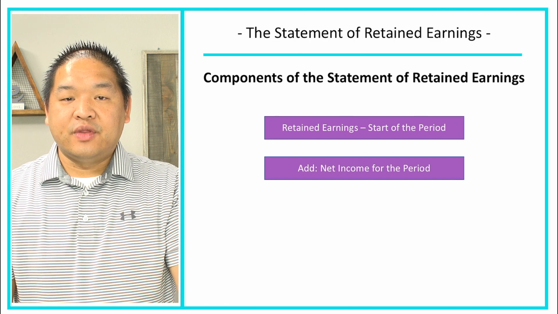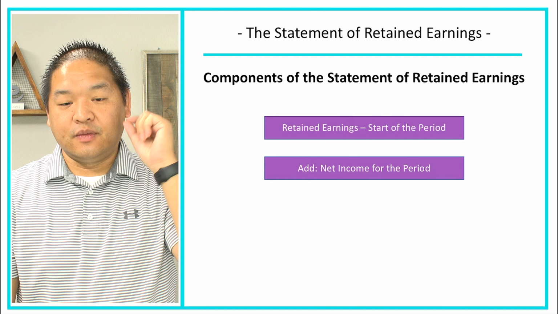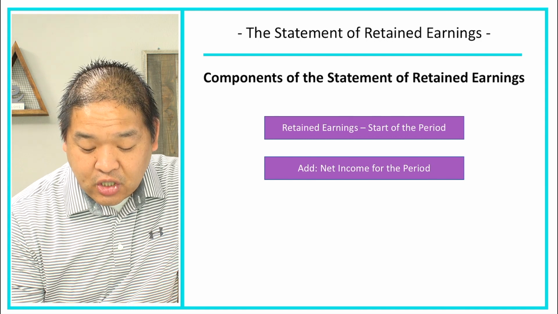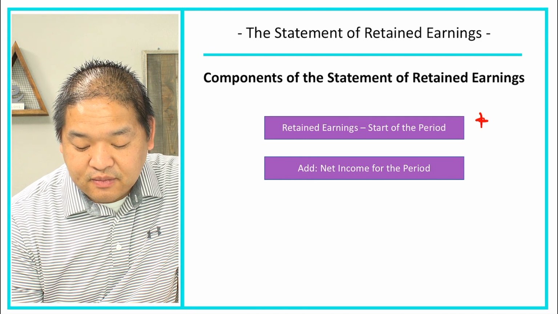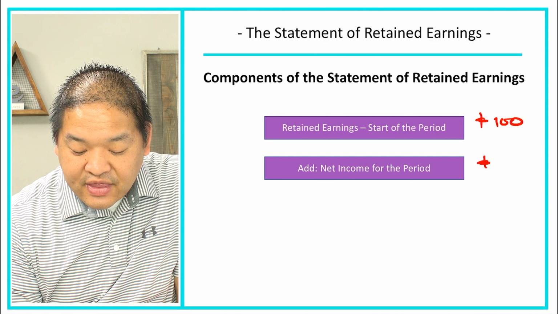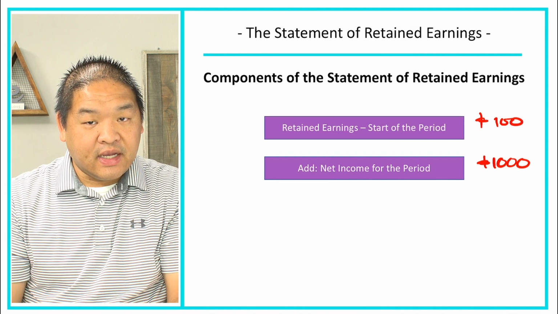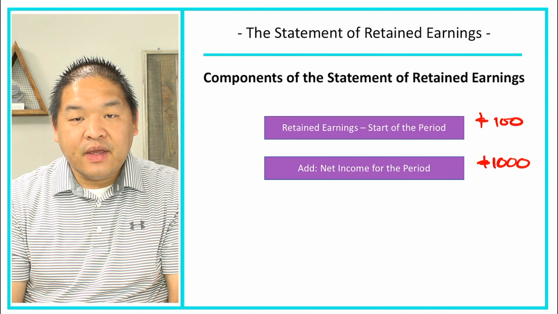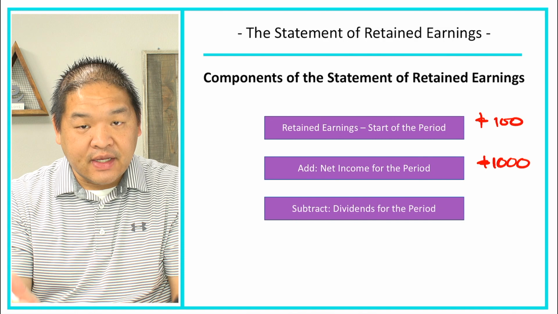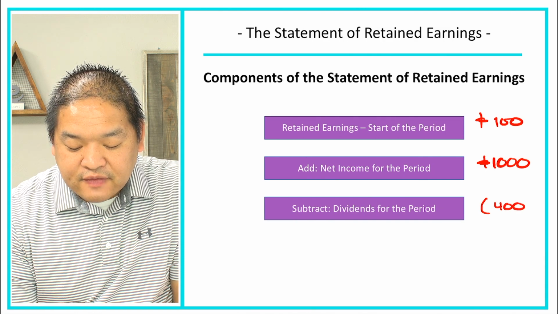So we'll figure out what the net income is for the period, and we'll add that to the retained earnings. So if we said the retained earnings started with, let's say, $100, and in our example, we said that our net income was $1,000, we now have $1,100 in retained earnings. Then from there, we're going to subtract what we call dividends. In our example here, we had $400 of dividends.